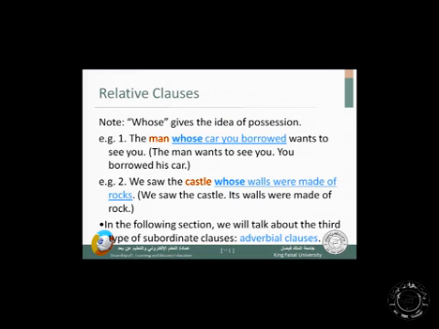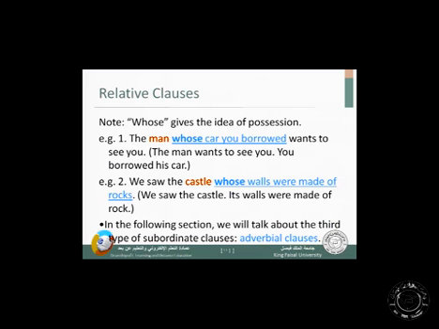Okay, now we'll talk about the use of whose. Whose gives the idea of possession. So if we want to talk about a possession of the antecedent, we can use whose. So for example, the man whose car you borrowed wants to see you. So here we have the relative clause, whose car you borrowed. We have the antecedent man. The car belongs to the man, okay?